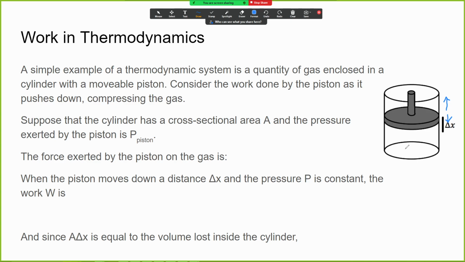So let's say that the cylinder has a cross-sectional area A and the pressure that's exerted by the piston is P sub piston. That would mean that the force that's exerted by the piston on the gas, let's call it F, okay, then if we're trying to take a look at the piston as it's moving down some distance x and pressure stays constant, then work is equal to F delta x, in the same way that work is equal to Fd, and this is just d this time. We also know that F is equal to P piston times area here, because we don't actually know the force, but we do know this.